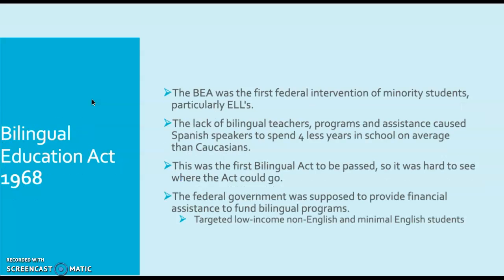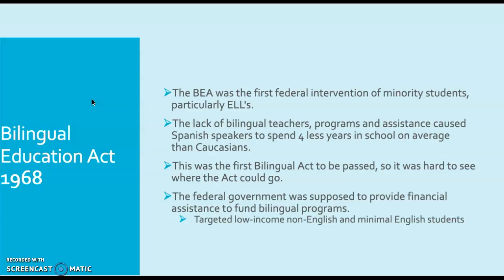So the next we have the Bilingual Education Act of 1968, also known as the BEA. There were a lot of these, but this is talking about the first one. The BEA was the first federal intervention for minority students, particularly English language learners. The lack of bilingual teachers, programs, and assistants caused Spanish speakers to spend, on average, around 4 fewer years in college than Caucasians. And this was actually the first bilingual act to be passed.